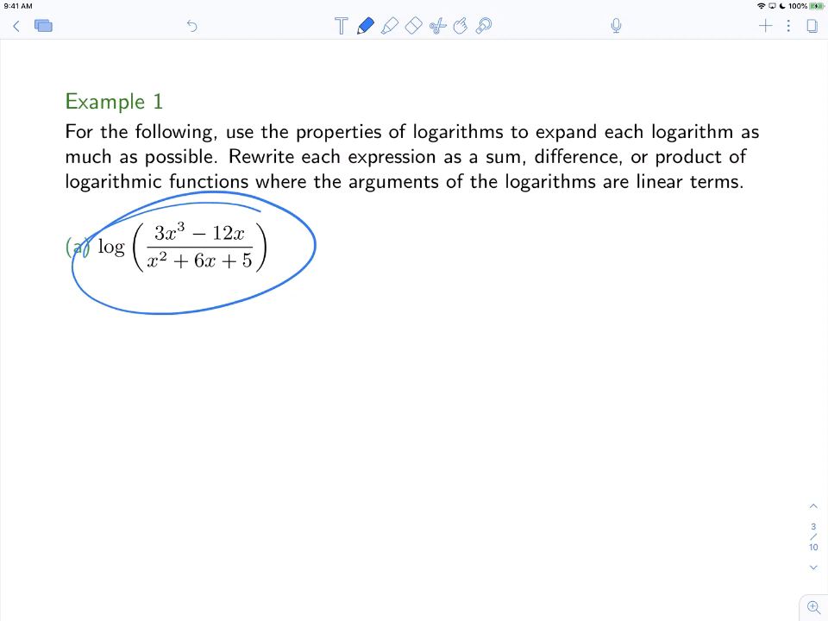So we have this log of something complicated, and we want to write it as a sum or difference of much simpler logarithmic terms, where the highest degree on x is 1. That's our goal.